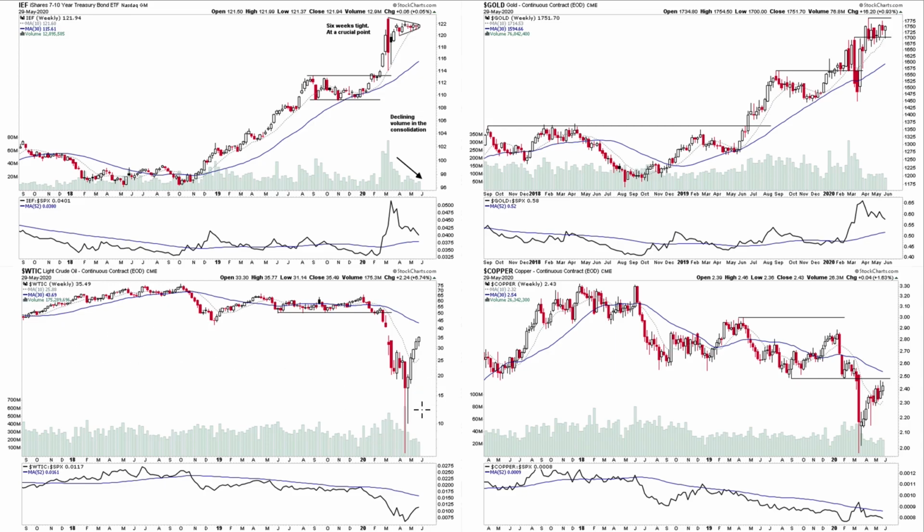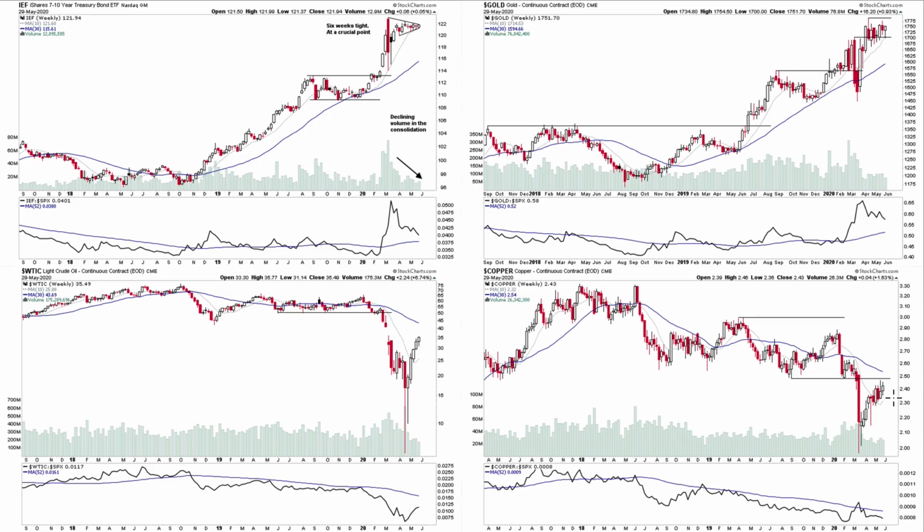Oil, the recovery bounce has continued. Obviously an extreme recovery it's had now. It's looking to fill the gap here, close the week near the high, but it remains in stage 4, obviously a stage 4 bounce below a declining 30-week moving average, but obviously it's been a very strong recovery.